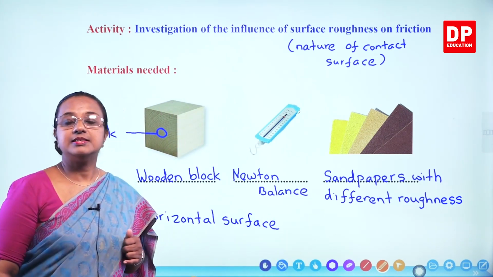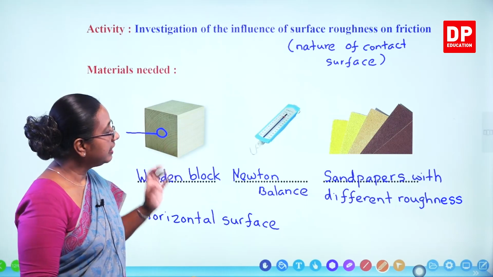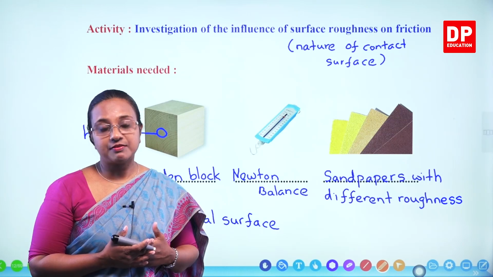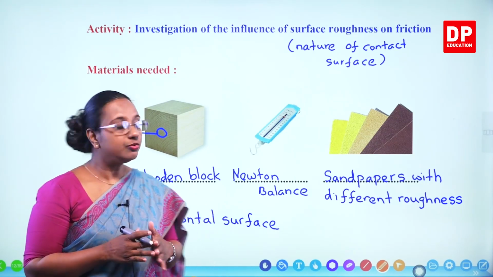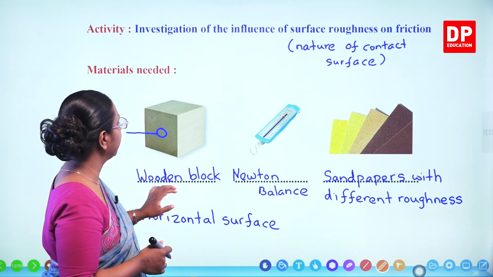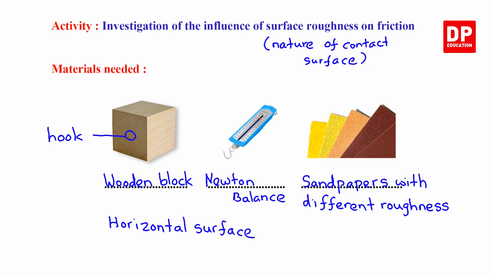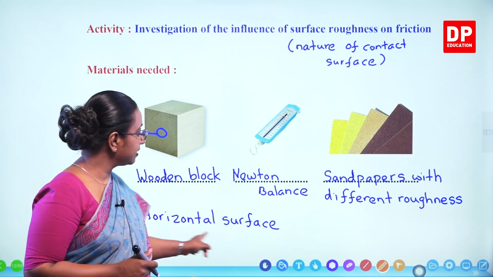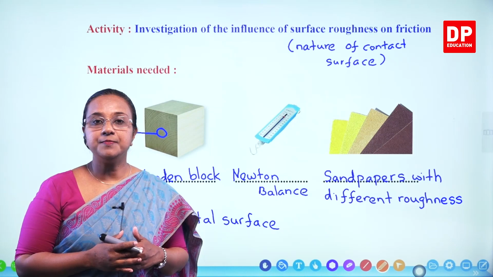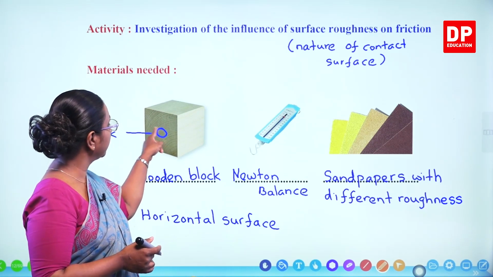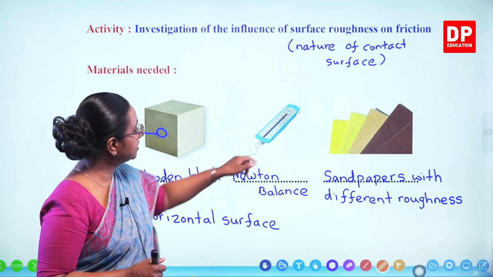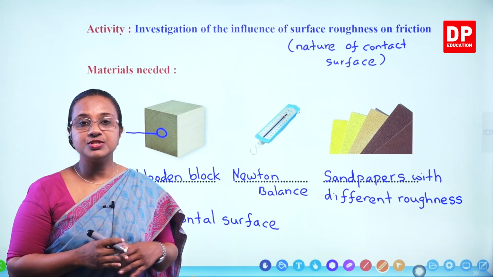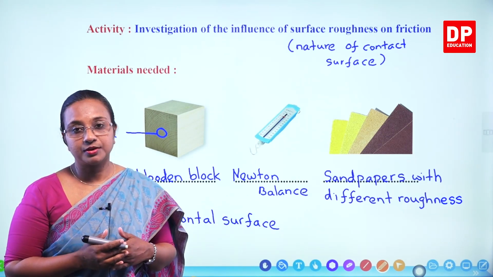So again, this is a very simple activity. We will first start with the sandpaper with the least roughness. What we have to do is, we have to paste the sandpaper to the surface of the wooden block. Then place that surface on a horizontal surface, a horizontal table. And already we have a hook attached to it. You fix the Newton balance to the hook and we apply a small force and try to pull the block.